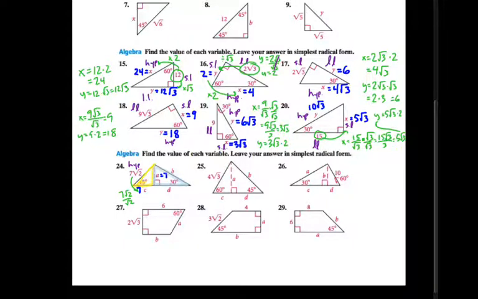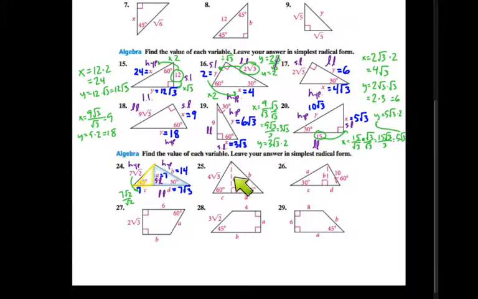Now, A is in the triangle on the right, which is a 30, 60, 90 triangle, and that's the short leg. So I will go from the short leg to the hypotenuse. B is the hypotenuse, and D is the long leg. So short leg to hypotenuse, I'll multiply by 2. 7 times 2 is 14. Short leg to long leg, multiply by the square root of 3. 7 square root 3.